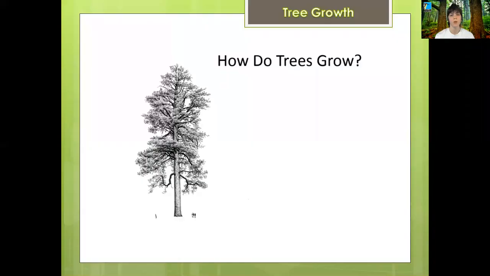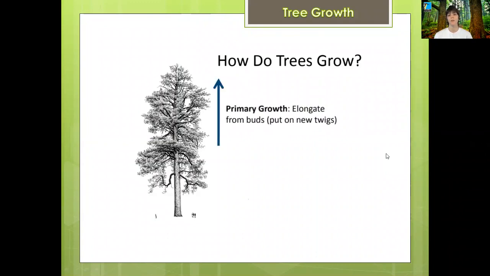So first, we need to talk about tree growth, because that's how we're going to learn about these past events, looking at tree growth. So I'm going to show you some different ways that trees grow. So trees grow in two types of ways. The first way is they grow up, right? We call that primary growth. This is when the tree elongates its twigs from the buds. And right now we can see that happening.